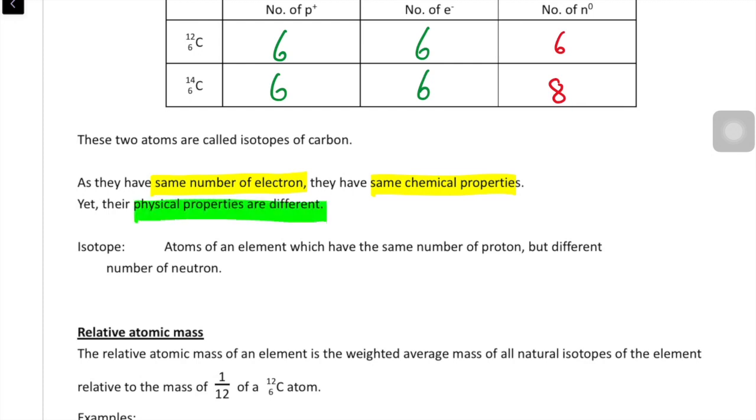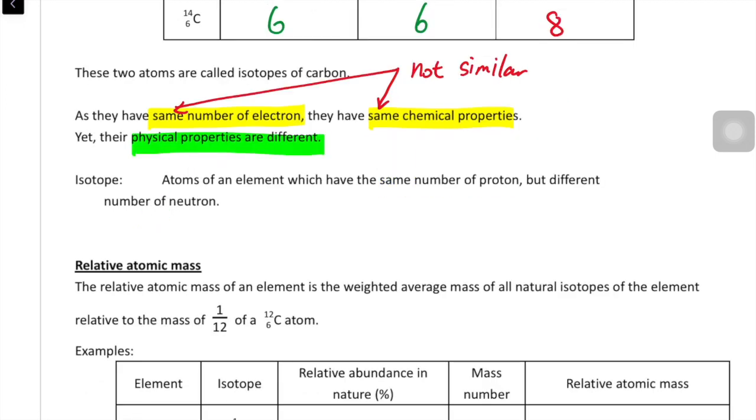So let me introduce, we focus on this word very much. This is same, not similar. So we try to separate them by physical methods because they behave exactly the same in chemical reactions. So there is no point for us to separate them by chemical processes, because they have different atomic weights. So we can use physical methods to separate them.